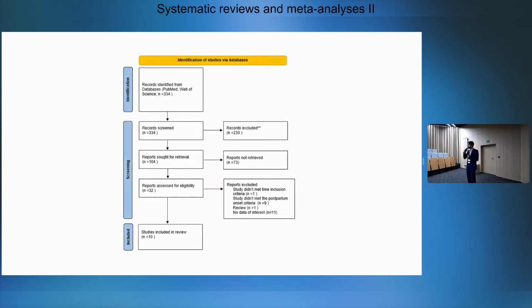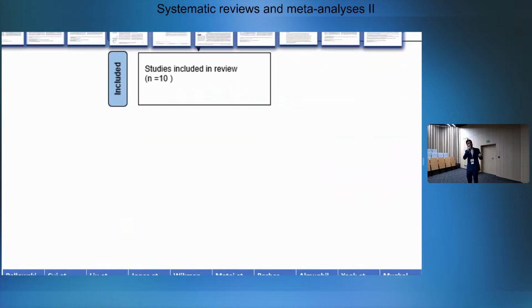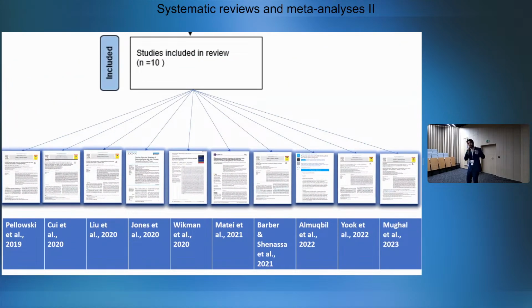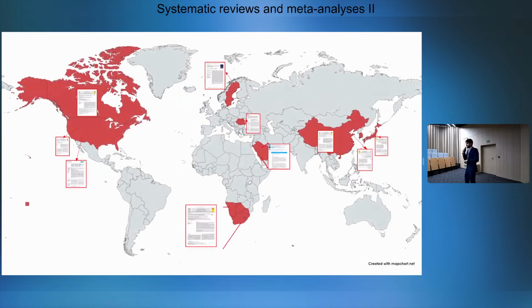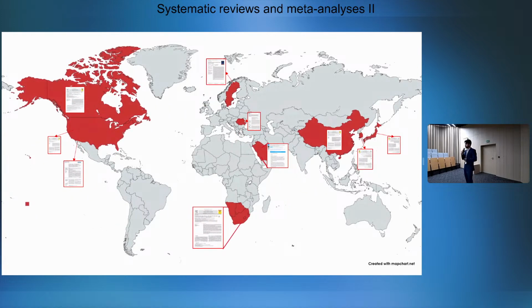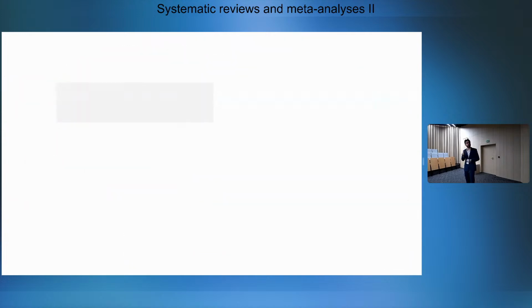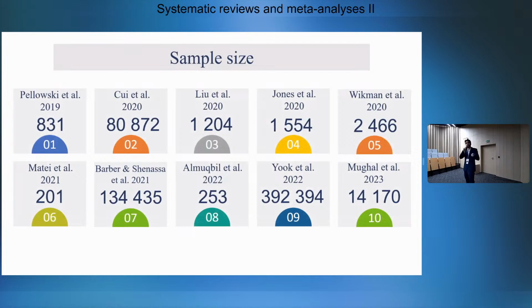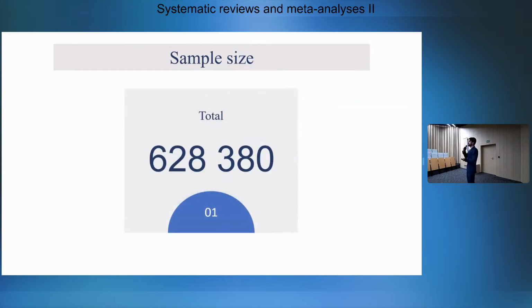We identified over 300 articles, from which we assessed 32 for eligibility. And then, out of them, we decided on 10 original research papers dating from 2019 to 2023. As you can see, the research papers were from around the world, which confirms my earlier statement that this condition occurs among various cultures, among women around the world. As for sample size, we managed to get over 600,000 pregnant women.